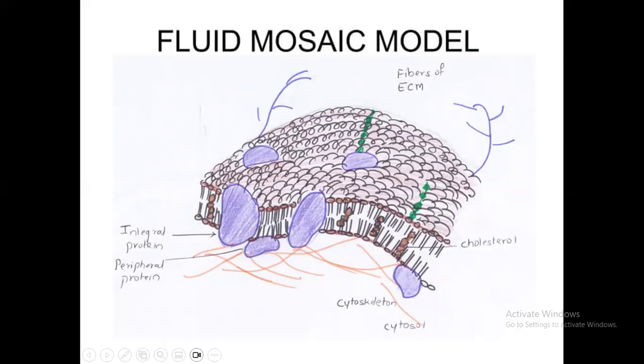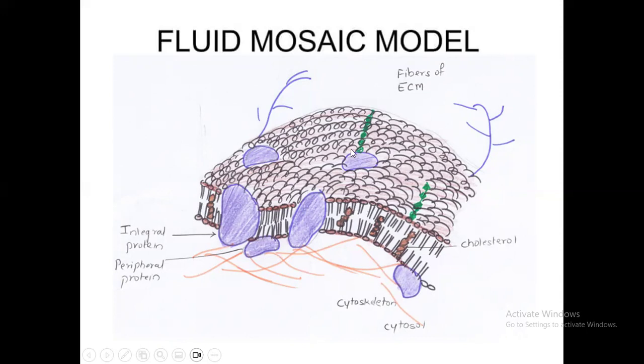Later on, the fluid mosaic model was also proposed. This model was able to explain the fluid nature of the membrane, and it stated that the membrane is not a completely rigid structure. It is basically flowy or fluid in nature, and the main structure consists of a lipid bilayer, and then two different types of proteins are associated with the membrane.